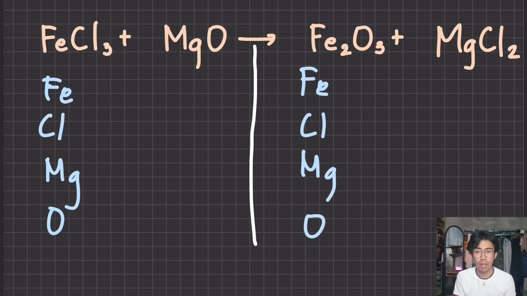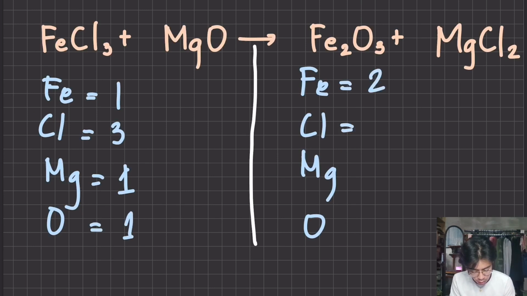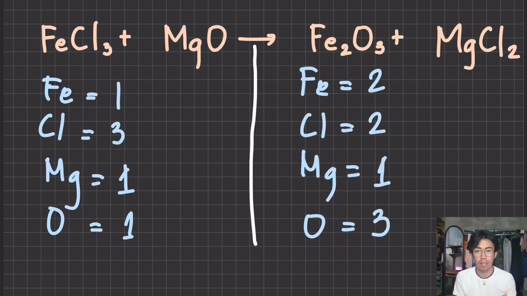Then write the initial number of atoms on the reactant side and on the product side. Iron 1, chlorine 3, magnesium 1, and oxygen 1. On the product side, iron 2, chlorine 2, magnesium 1, and oxygen 3. Then, let's compare the number of atoms on the reactant side and on the product side of each element and start manipulating. Iron is 1 on the reactant, 2 on the product, chlorine 3 on the reactant, 2 on the product, magnesium both 1, oxygen 1 on the reactant, 3 on the product side.